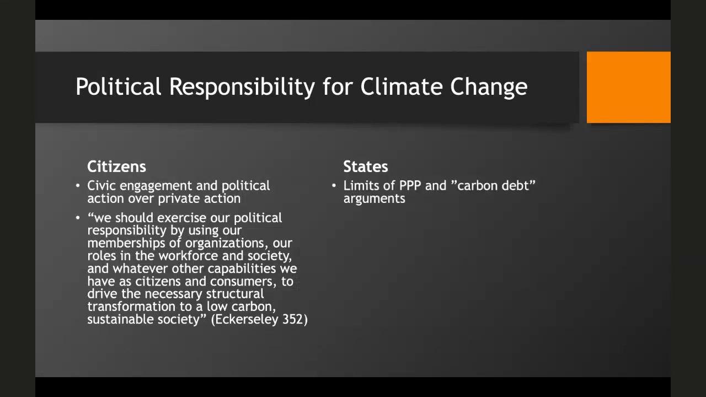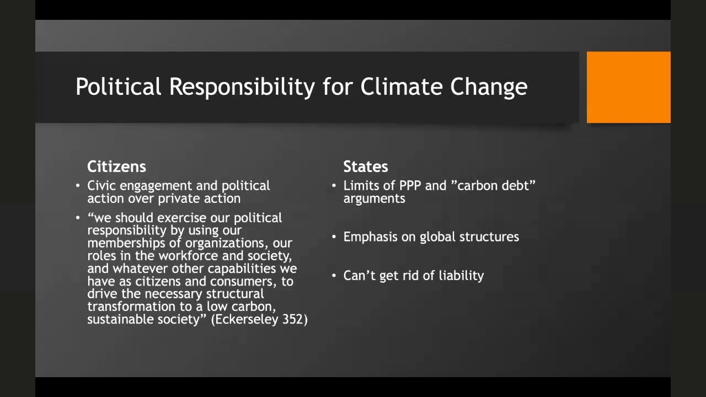At the level of states, Eckersley argues that the social connections model shows the limits of the polluter pays principle and carbon debt arguments, that it's not enough just to look backwards and assign blame, but we have to look forwards at how we are actually going to respond as an international community to climate change. This puts a bigger emphasis on global structures, that we have to look at how global finance is set up, the global distribution of trade networks, how highly polluting and carbon intensive industries are moved from wealthier countries to poorer countries, and that we have to look at these global political and economic structures and see where they can be reformed.